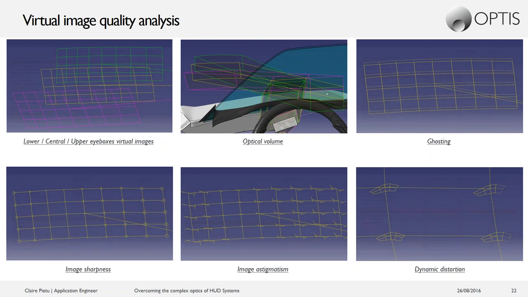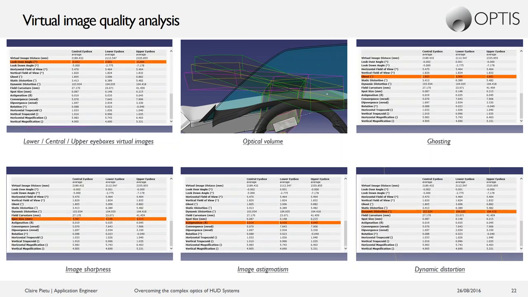And then for each of those, we can generate reports. That gives you numerical values to assess your system, to objectively qualify the quality of the image through a report.